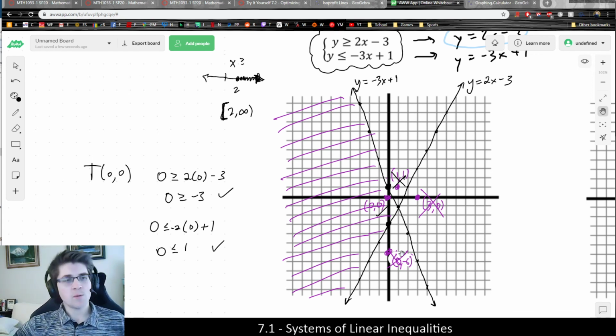In the next video, we will do another example of this, talk a little bit about dotted lines, and then we'll work our way up to chapter 7.2, which is on linear programming, where we're trying to optimize solutions given a lot of constraints.